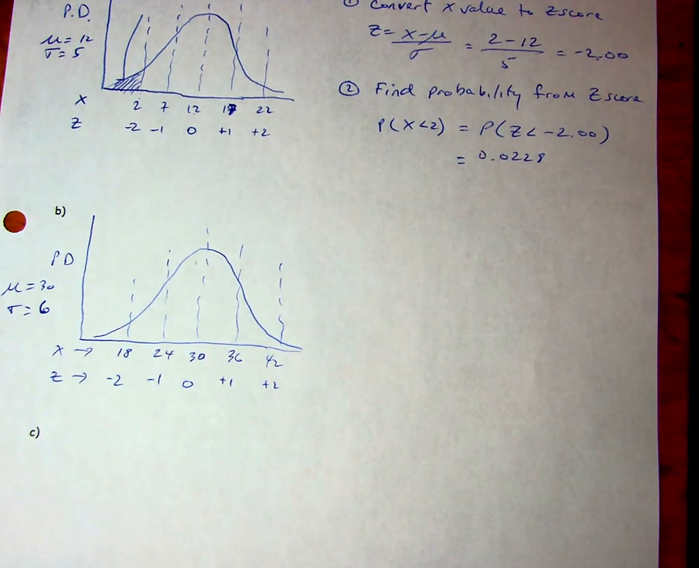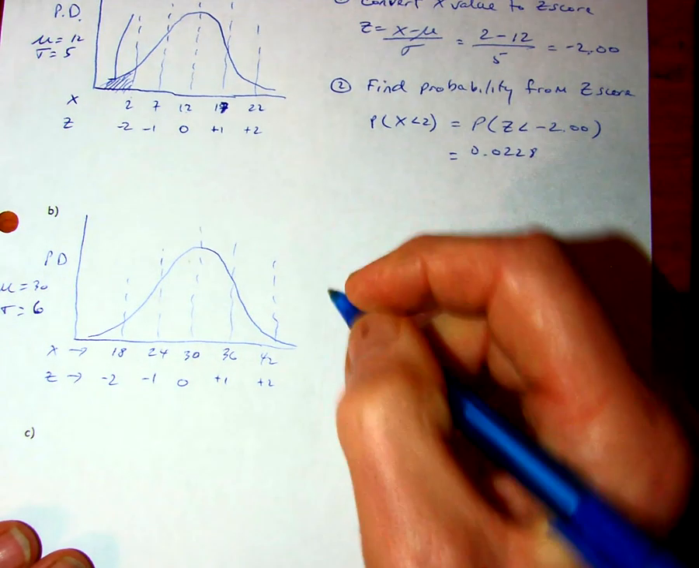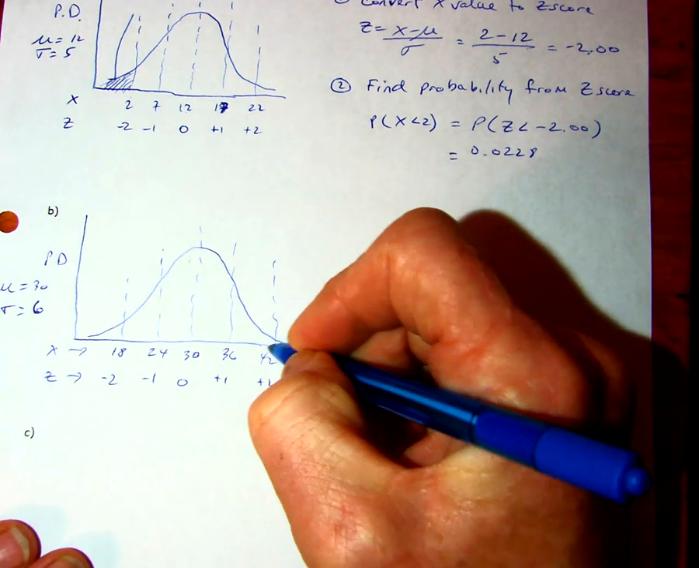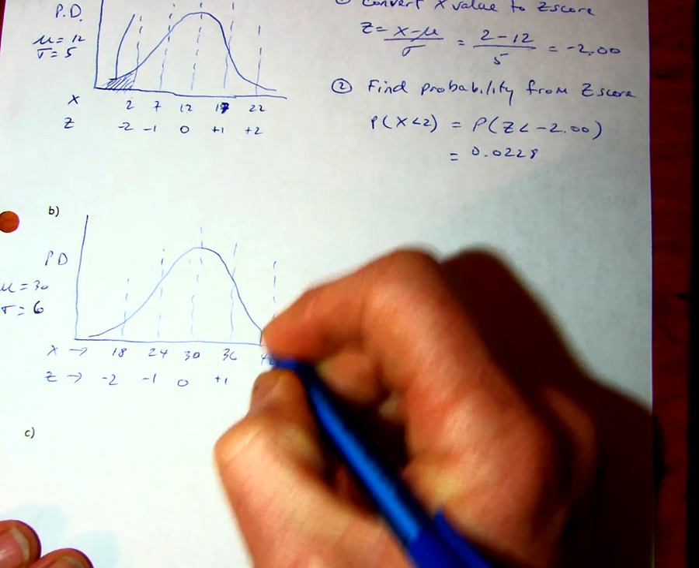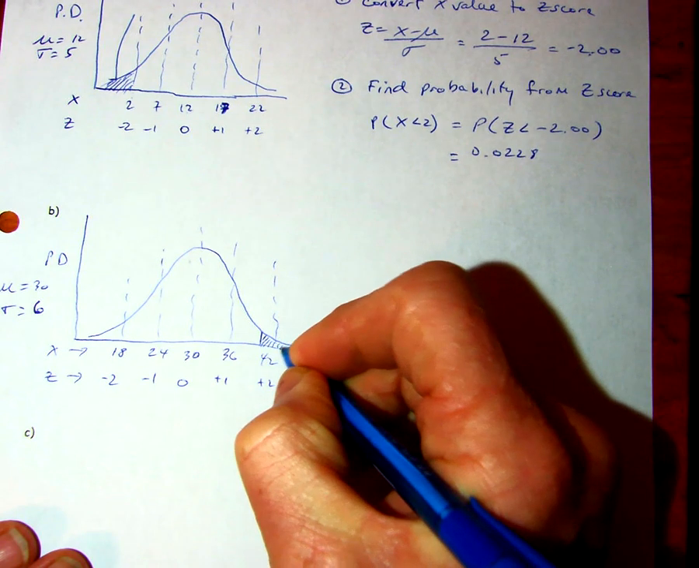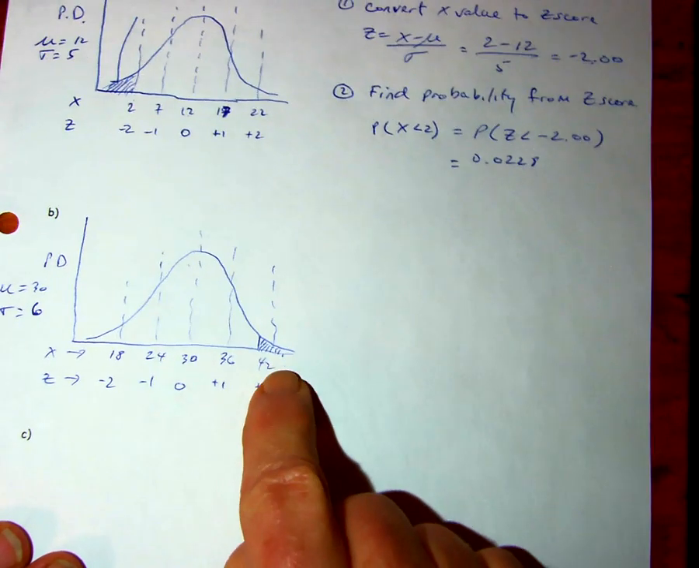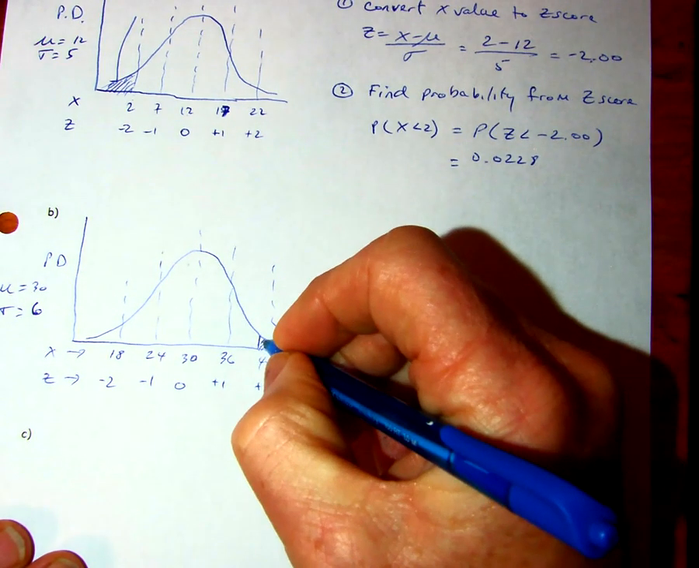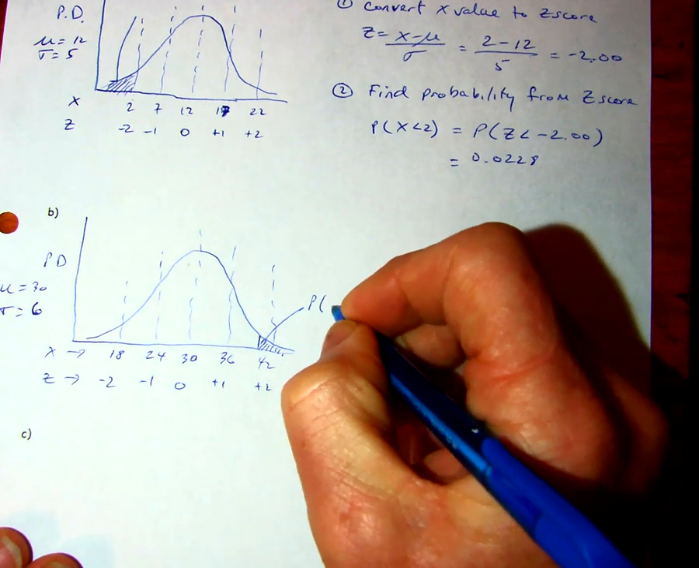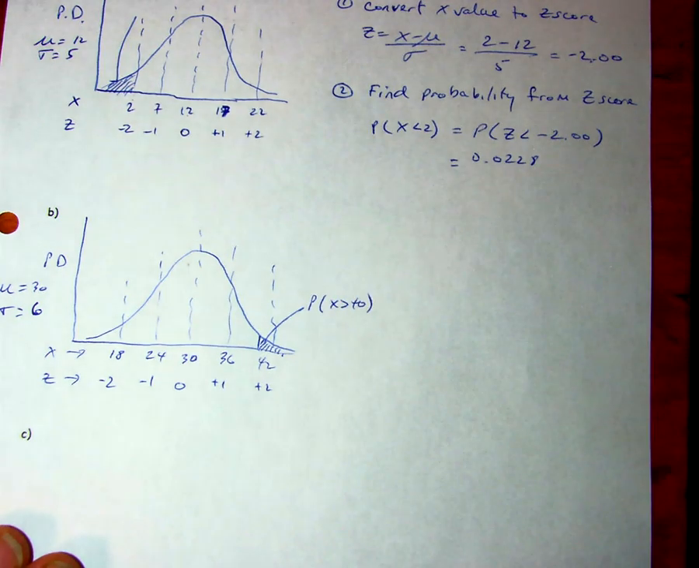All right. And now we want to get the probability that x is greater than 40. So if 36 is there, 42 is there, let's say 40 is there. So it's going to be pretty small. It's a pretty small percentage. Right? So this is going to be the probability that x is greater than 40.